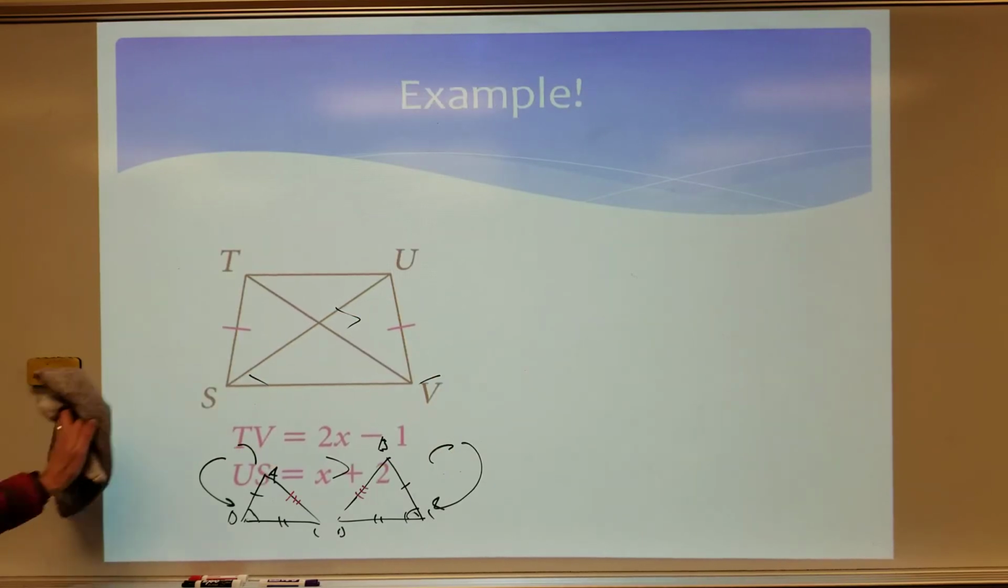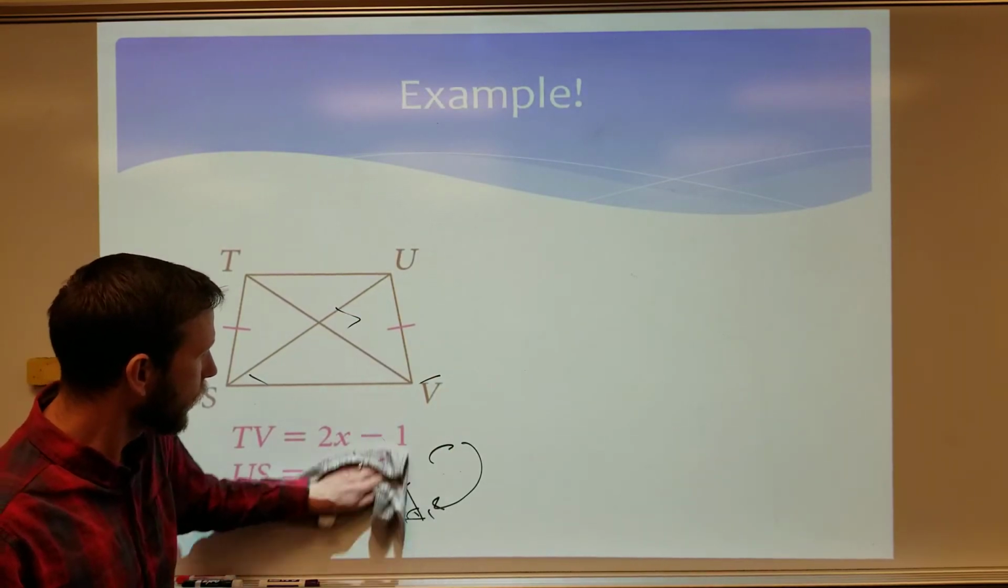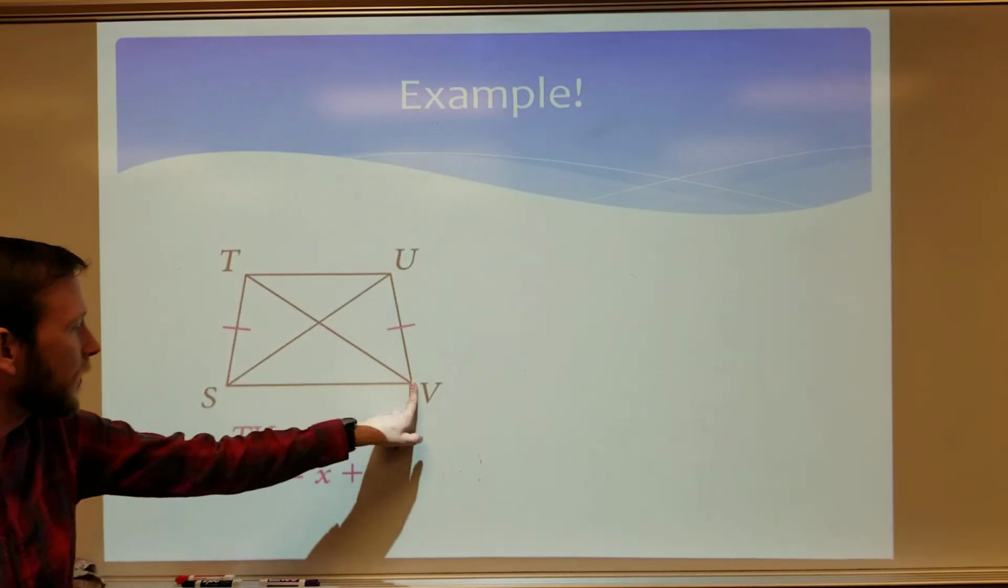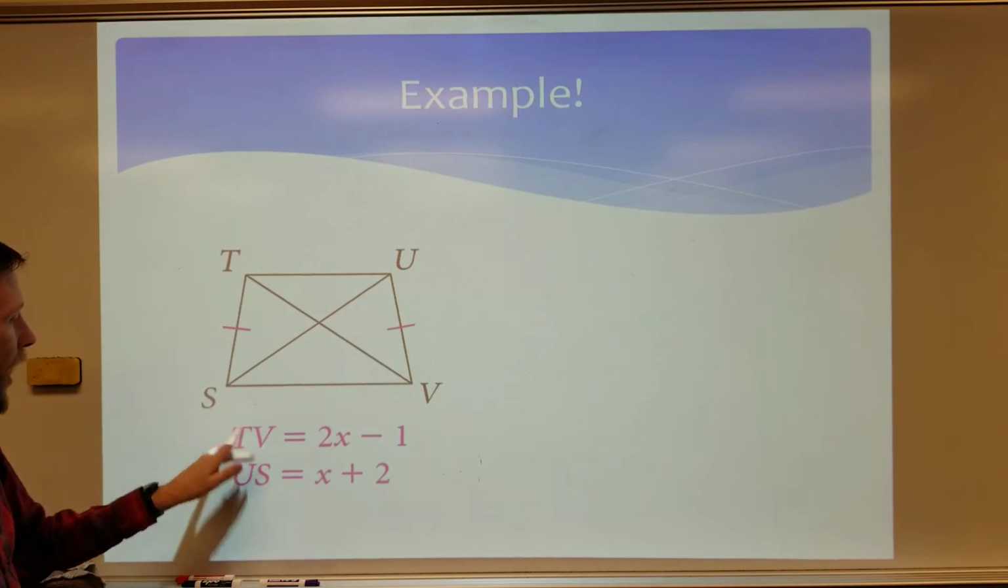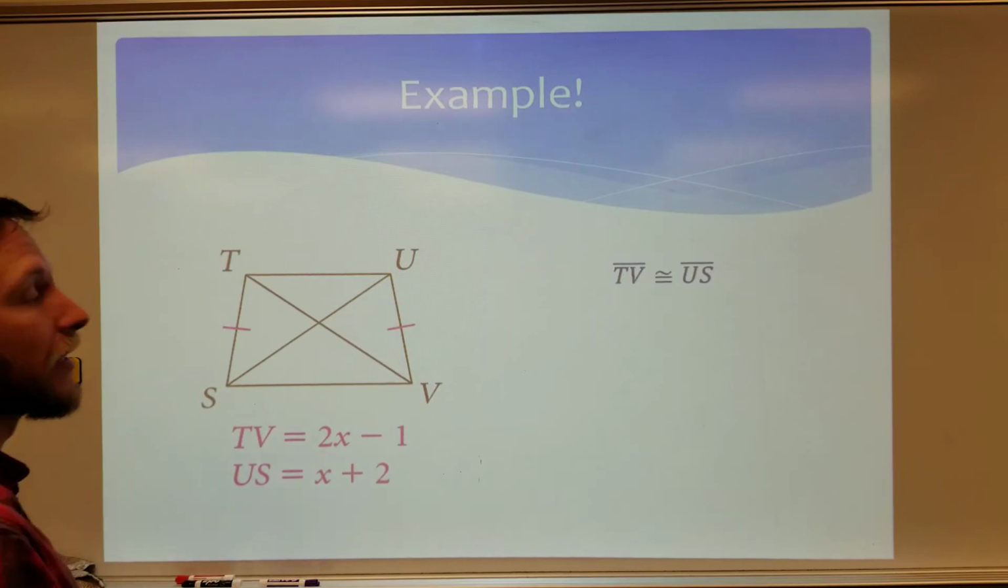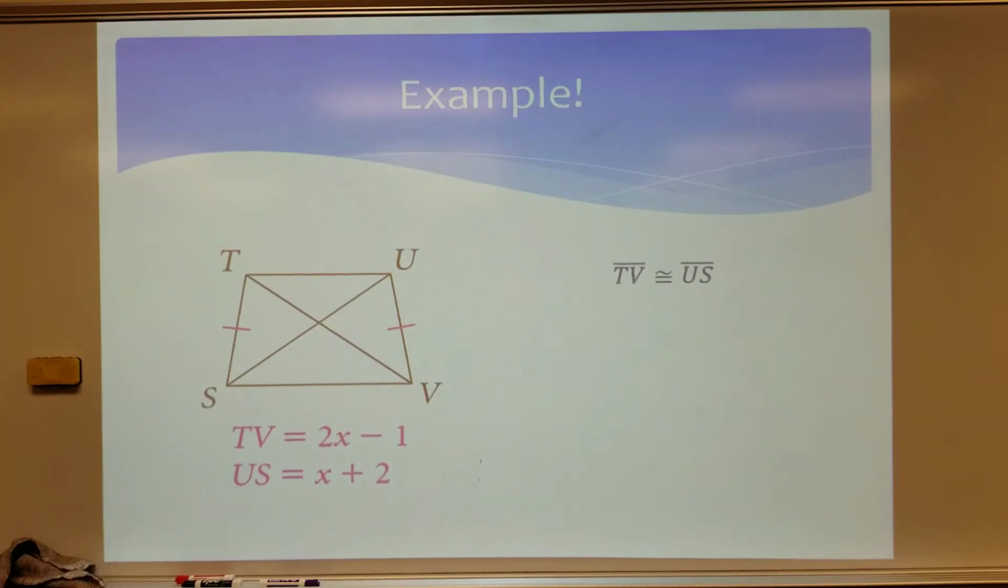All right. So the way that we would apply that is in a situation like so. We are being told that TV is this expression, US is this expression. We know that those segments are congruent by theorem 6.16. Segment TV is congruent to segment US. Therefore, their lengths are equal by the definition of congruent. I get to substitute the expressions for the length of TV and the length of US.